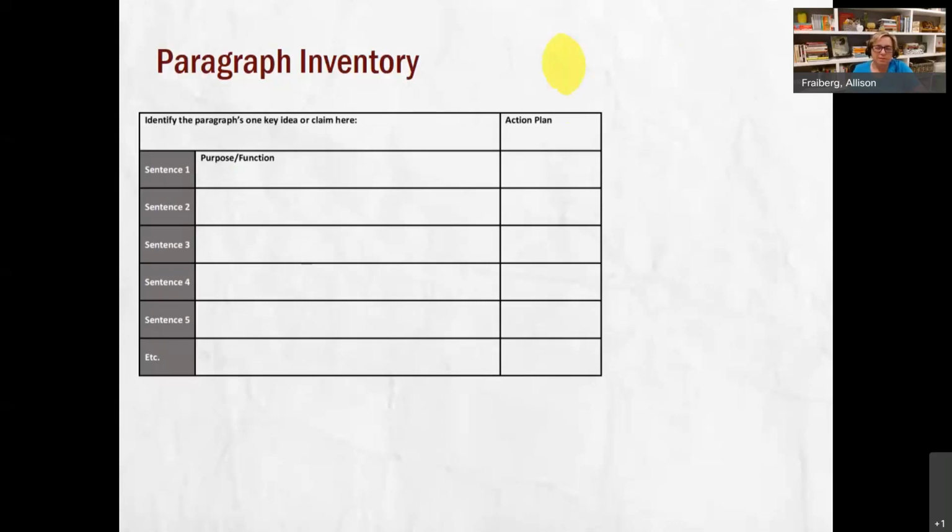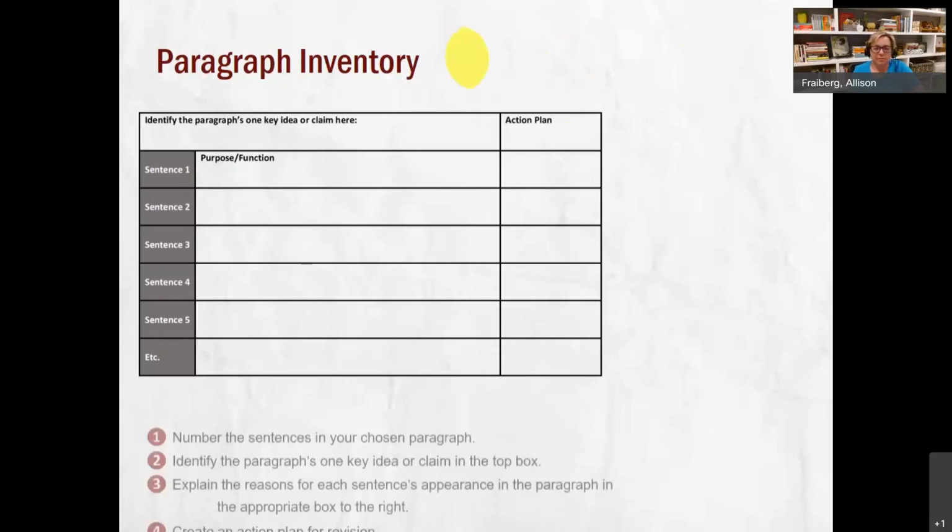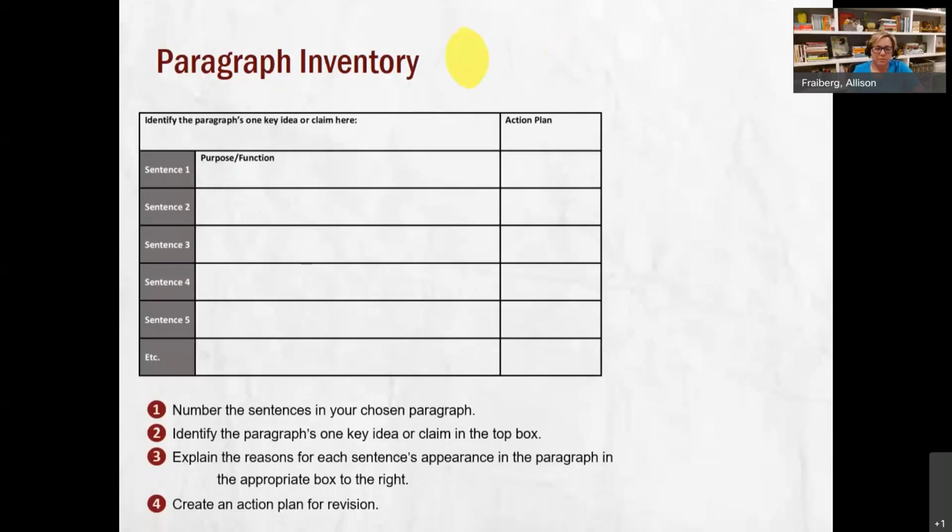So it's basically a summary chart for your paragraphs. You want to number your sentences in your paragraph. You want to identify what each sentence is doing. And then you want to see, do I need to move stuff around? Maybe sentence 4 has nothing to do with this idea and I have to cut it out. Maybe there's something about the idea I haven't explained and I need to add something.